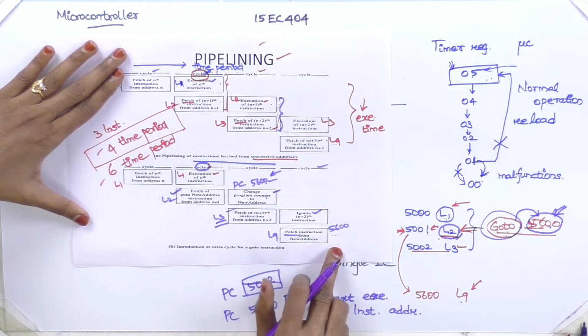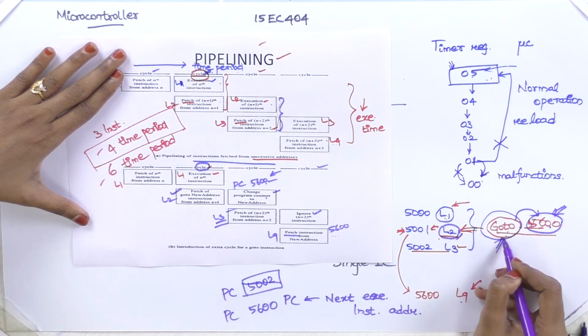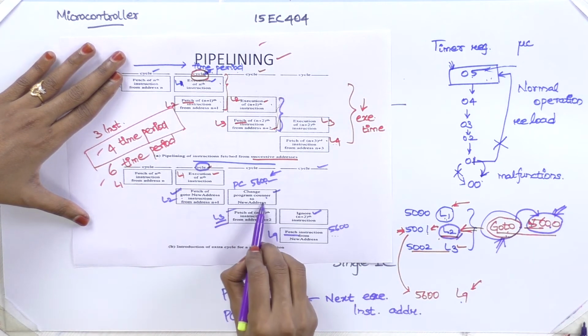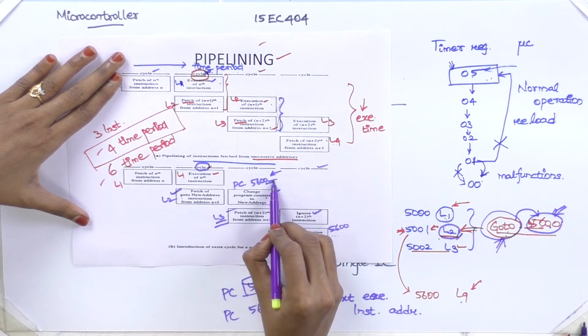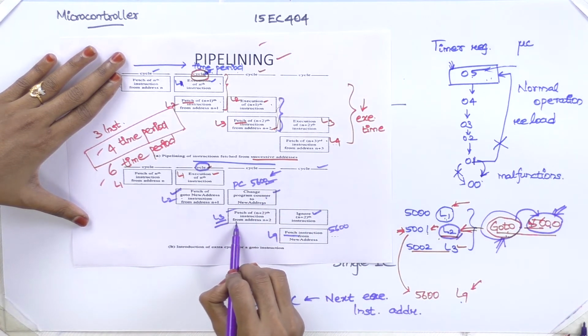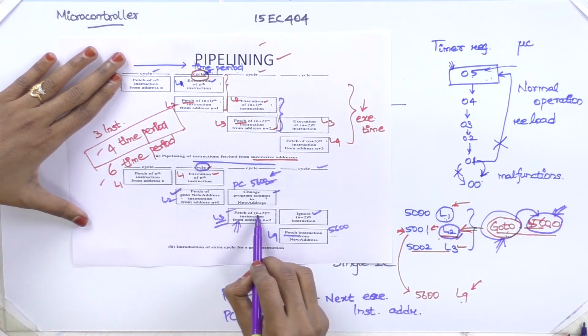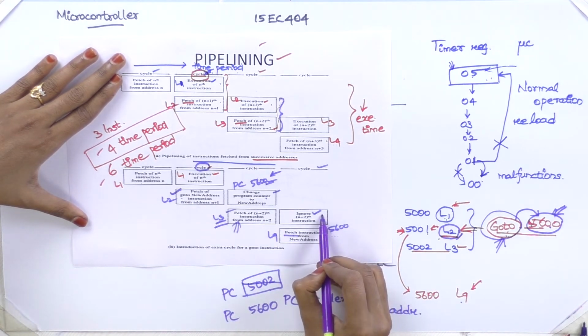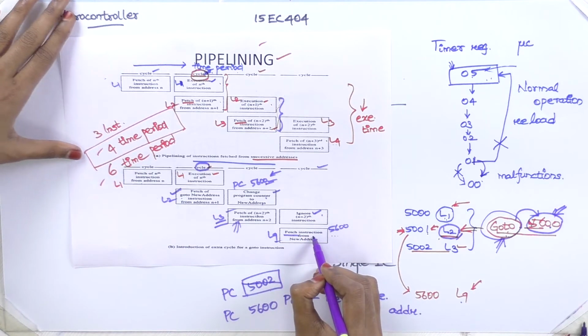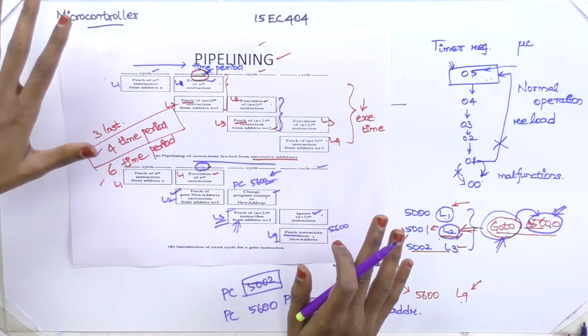When the go to instruction is fetched, the address of the PC is changed. At that time the next instruction would already have been fetched. That fetched instruction will be ignored, and then the new address instruction will be fetched in the next cycle. So this is the pipelining concept.